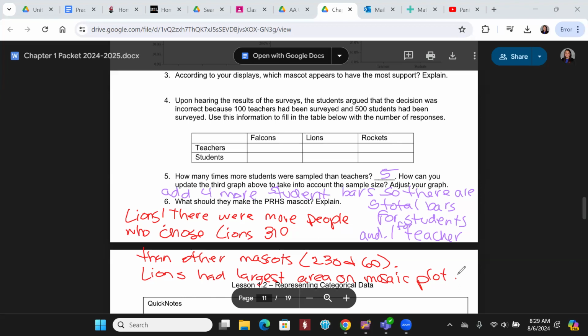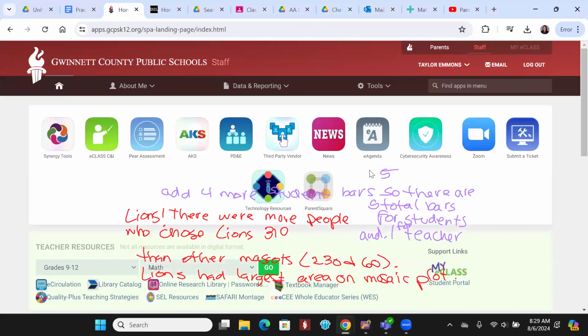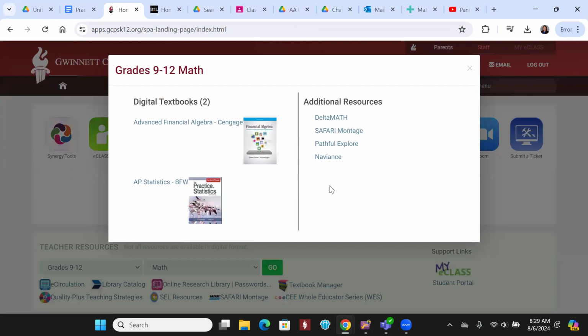Okay. If you want to, there's also an online textbook. If you go to your portal, you should see this textbook. On here, it's going to say Practice of Statistics. So look on your portal and you should be able to find that. Good? Questions, comments, concerns? Okay. No.